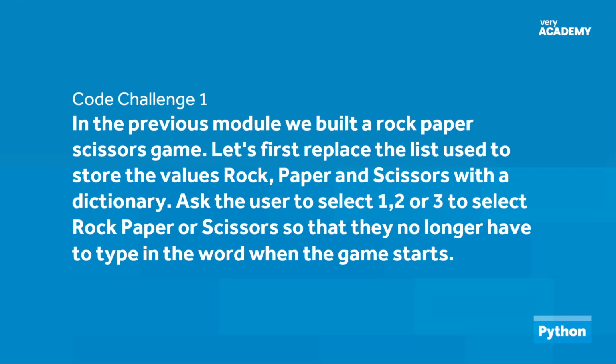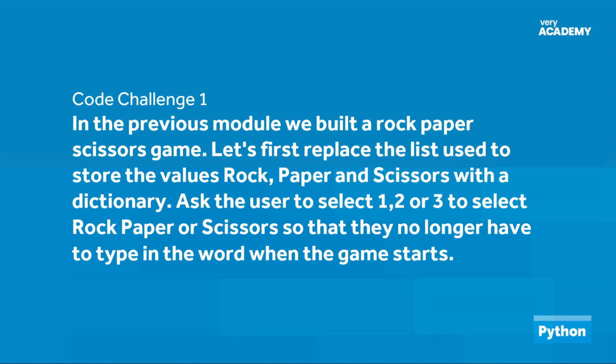So let's go for a code challenge. There's only one here, but let's have a look. In the previous module, we built a rock, paper, scissors game, right? Let's first replace the list used to store the values rock, paper, and scissors with a dictionary. If you remember, we asked the user to input rock, paper, or scissors, and they actually had to type that in. What I want you to try and do now is remove that and replace it. We're going to ask the user to select 1, 2, or 3, with 1 being rock, 2 being paper, and 3 being scissors, so they don't have to keep typing in the words when they start the game.